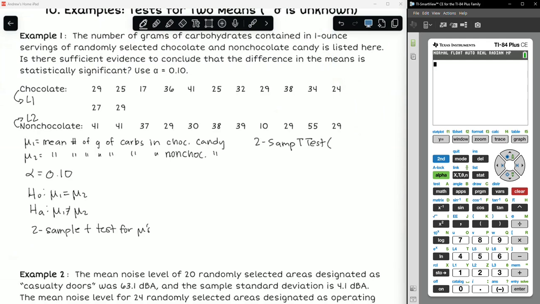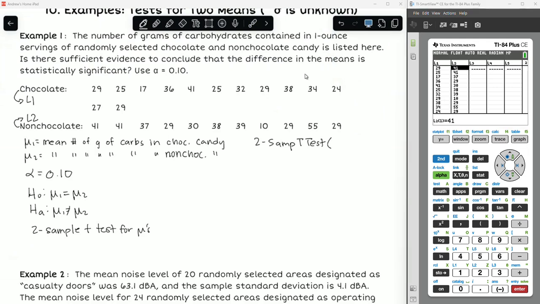And let's take a look at what that asks us for. So stat tests, 2-sample t-test is option 4. And in this case, we have data. So I need to put my data in lists, because that's the first thing it's asking for: where is my data. So stat, and then we're going to go ahead and enter that data here. I can see that my data is now in my calculator.